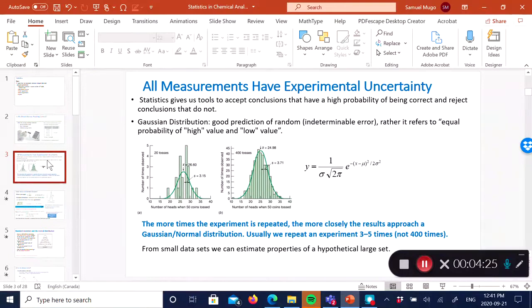So I think we all know by now that all measurements have got experimental uncertainty. The question is how much experimental uncertainty is there? So error really is part of analytical chemistry. And so, like we talked about in the last lecture, you just need to quantify how much error is present.